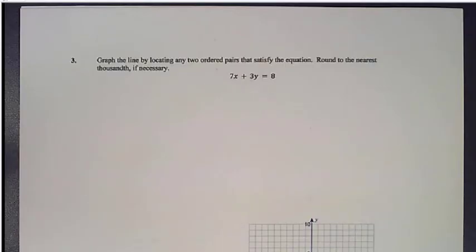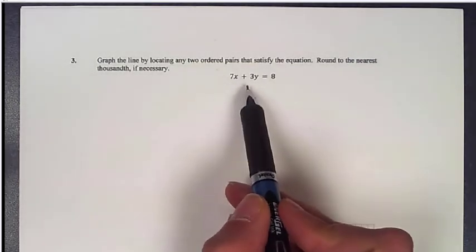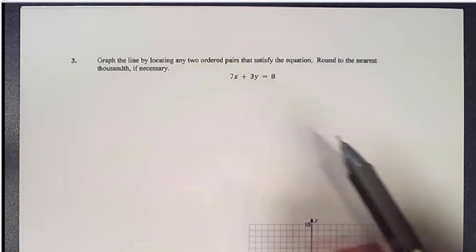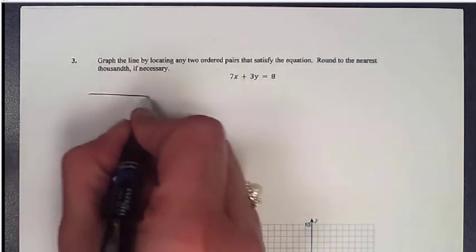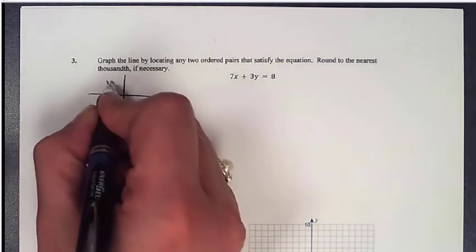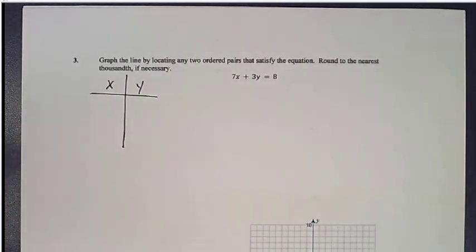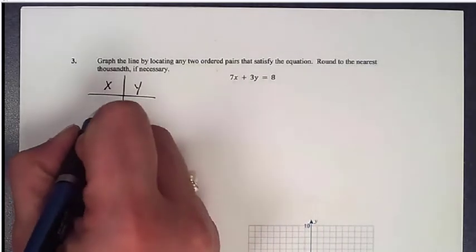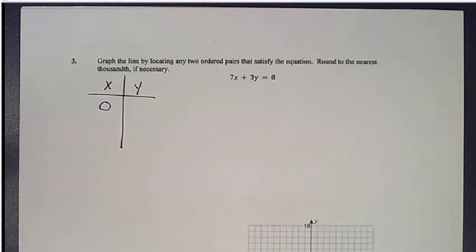Okay, so again, for our third example, we are graphing a line by finding any 2 points. So we've got our equation here of 7x plus 3y equals 8. I'm going to make my chart here and do x and y. Again, I like 0, so we're going to go ahead and stick with what we know. We got a 0 there.